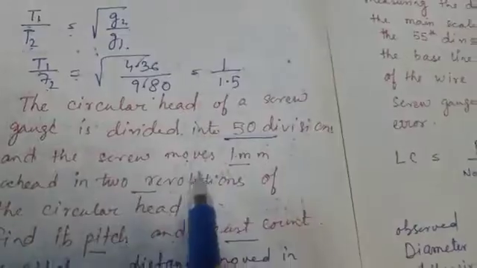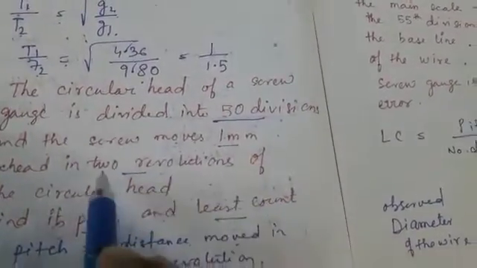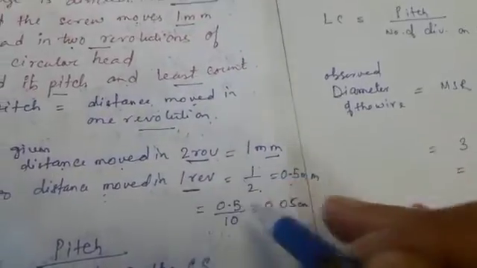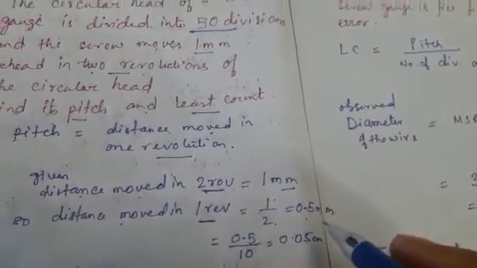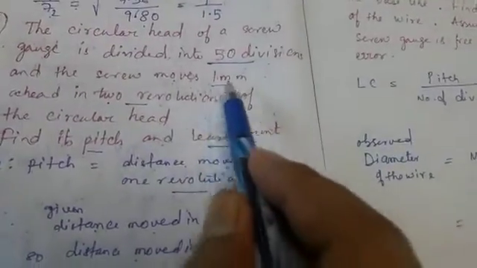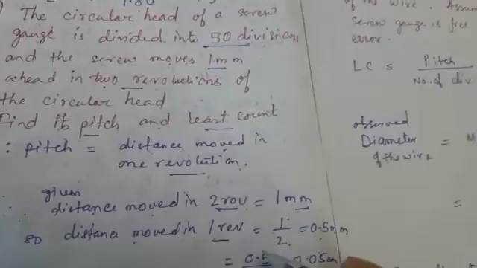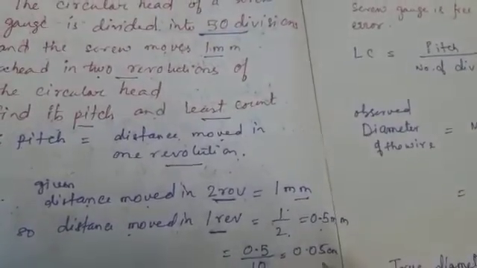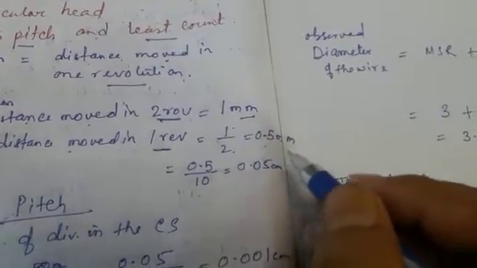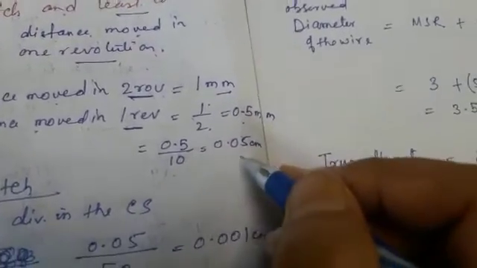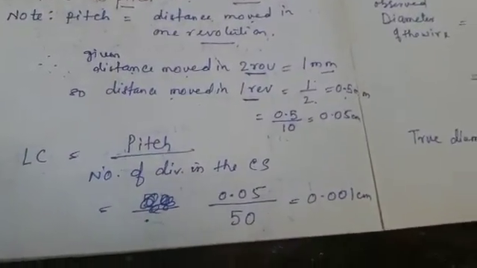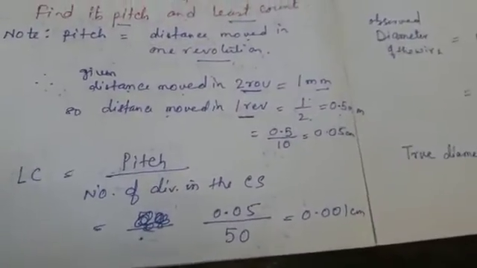If they would have given 1 millimeter in 1 revolution, then there would not have been any question of doing this unitary method. Directly you will take pitch as whatever they have given. But here they are saying it in an indirect manner, so we are using the unitary method to find our pitch. So I hope it's clear. Now if you want to convert it into centimeter, you can again divide this millimeter by 10, you will get 0.05 centimeter.